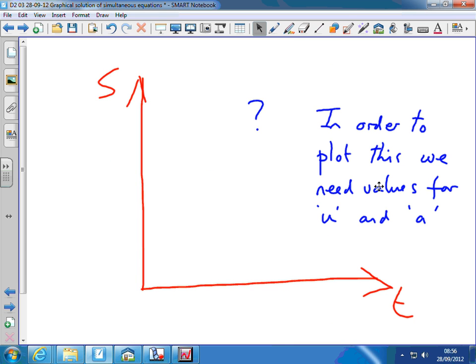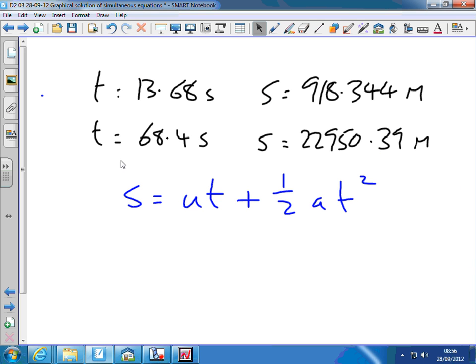So in order to plot this, we need values for u and a. To be able to do it, we need some information. So imagine you were doing this in an engineering environment, and you did an experiment, and this was some sort of object that was moving. It could be a slider moving up and down a machine, or literally a car or something. So you do an experiment. We let this thing move, and we notice that after 13.68 seconds, the displacement, how far has it gone? 918.344 meters. So we've measured it pretty accurately to the nearest millimeter.